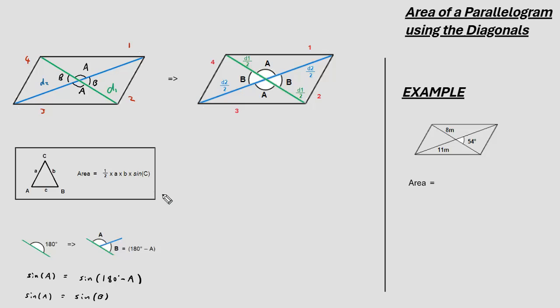So using this formula to work out the area of each of these triangles, we can use the same interior angle for C each time. And we can also observe that for A and B sides, each triangle inside the parallelogram has exactly the same, D2 by 2 on one side and D1 by 2 on the other side. And this leads us to the following.